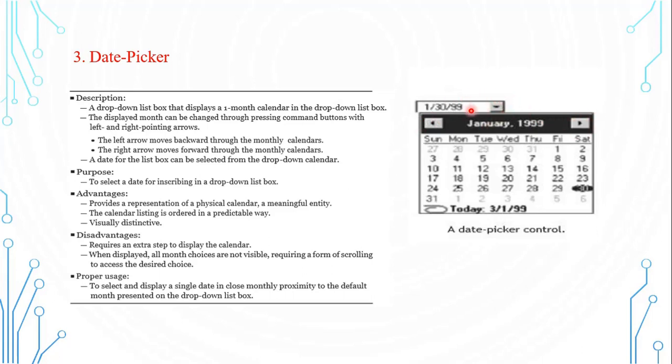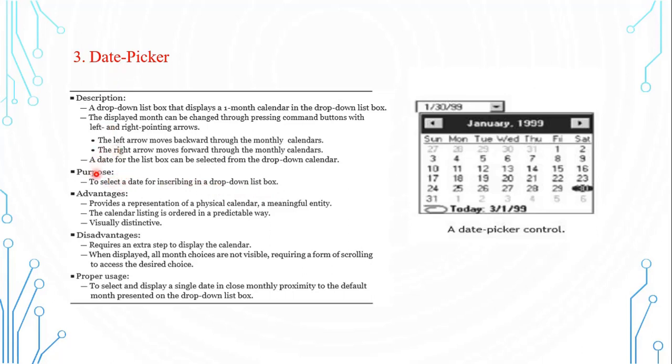Okay, so this is actually currently showing one month calendar. Left arrow moves backward through the monthly calendar and right arrow moves the monthly calendar forward. Currently it's showing January. Suppose you click this button, it will go to February like this. The date for the list box can be selected from the drop down calendar. So date can be picked based on your choice. Any date you can select. What is the purpose? To select a date for inscribing in a drop down list box.